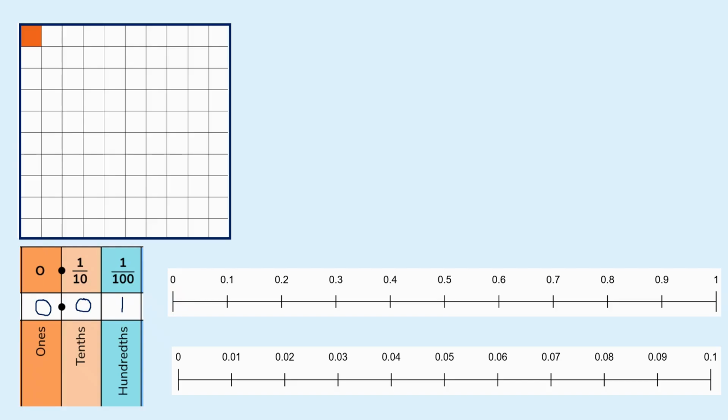So as a decimal, this grid here represents 0.01. As a fraction, I could say I've got 1 out of 100 small squares shaded. And so as a percentage, then that would be 1%, which literally translates as 1 out of 100.